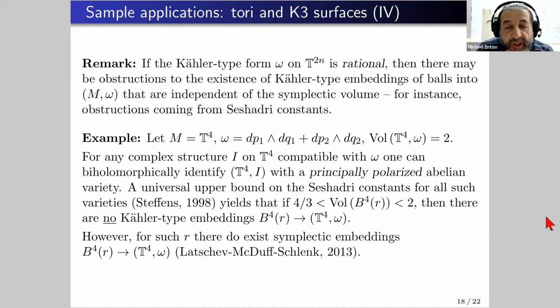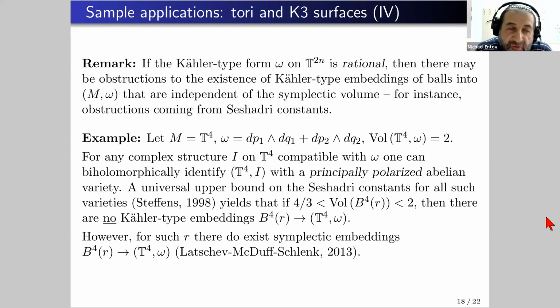So the summary is that for irrational forms on tori, there are no obstructions other than the volume. For rational forms, there may be obstructions in addition to the volume. And the question is, let's look at rational forms. Can we do better than just showing the existence of symplectic embeddings? The existence of symplectic embeddings is known for rational or irrational forms, as I said, due to Latschev, McDuff, and Schlenk, now work with Verbitsky. So the question is, can we do better?